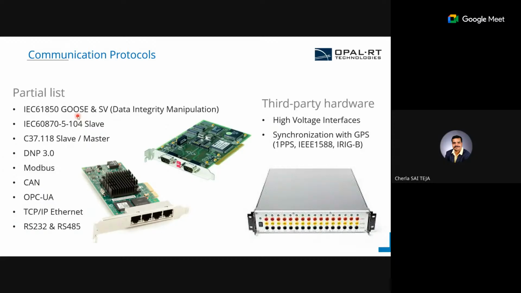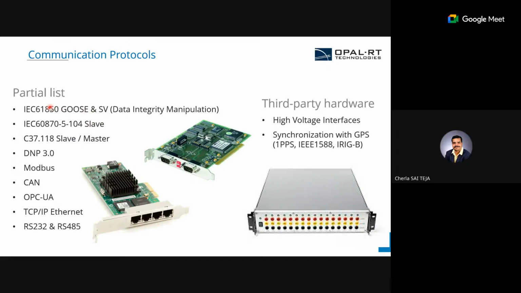If we take a power system or microgrid based application, for smart devices one might have to send and receive data from those smart relays using IEC 61850 GOOSE and sampled values, or the C37.118 slave master protocol. And sometimes you might have to use TCP/IP or Modbus or serial RS232 or RS485 formats. Our simulator has the feasibility to send and receive data in all these formats. This is a partial list, and we have some more protocols as well.